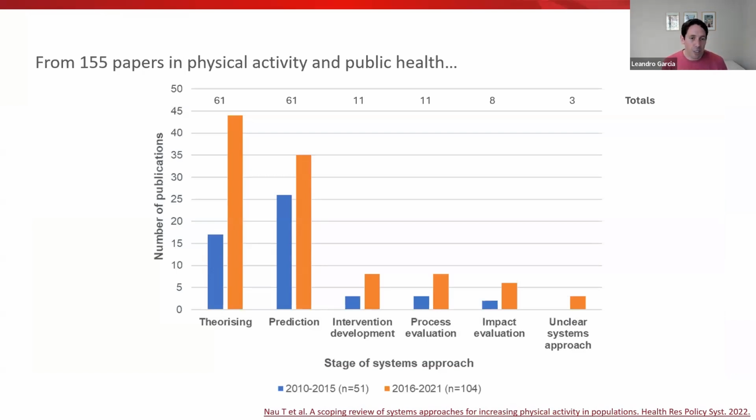So a lot of the papers that are published in this area are about theorizing about the applications of systems approaches in public health. There is, again, a big group around modeling, basically prediction in this case, many times simulation modeling, and a very small fraction of what has been produced so far in systems is around intervention development, process evaluation, impact evaluation, and other ways of using systems approaches.